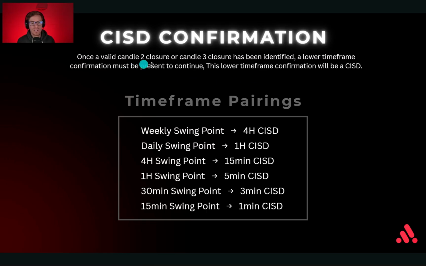So once a valid candle 2 closure or candle 3 closure has been identified, a lower time frame confirmation must be present to continue. This lower time frame confirmation will be a CISD. So these are the time frame pairings that we can use.